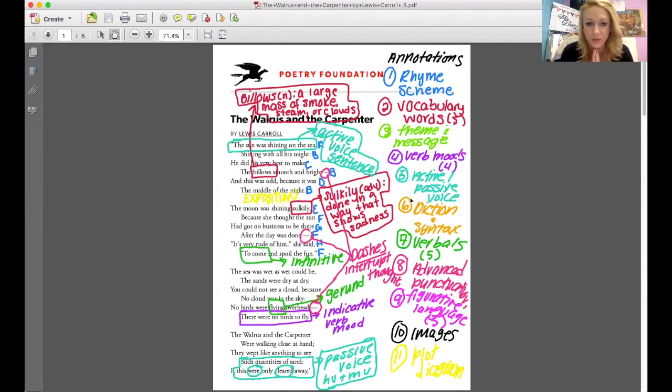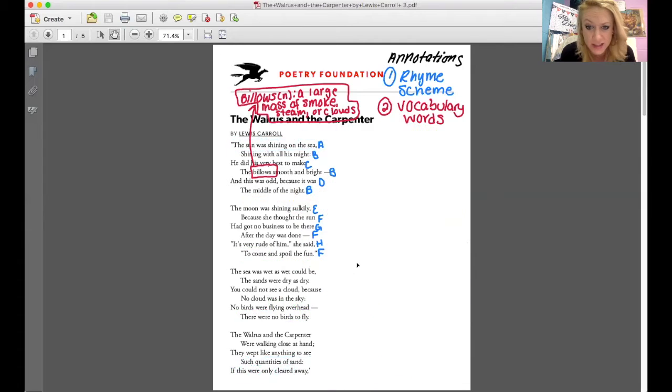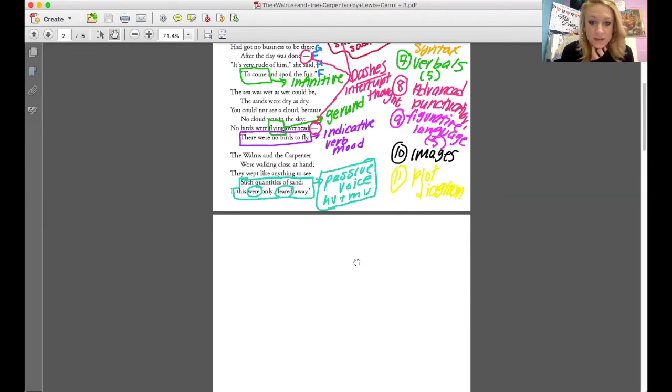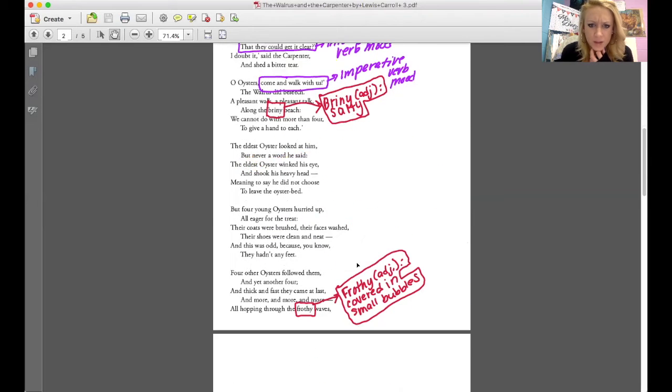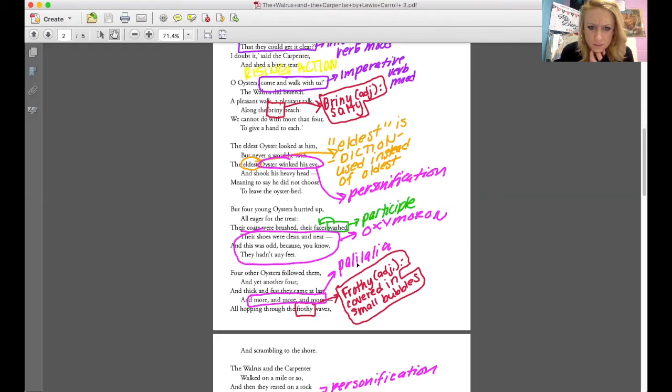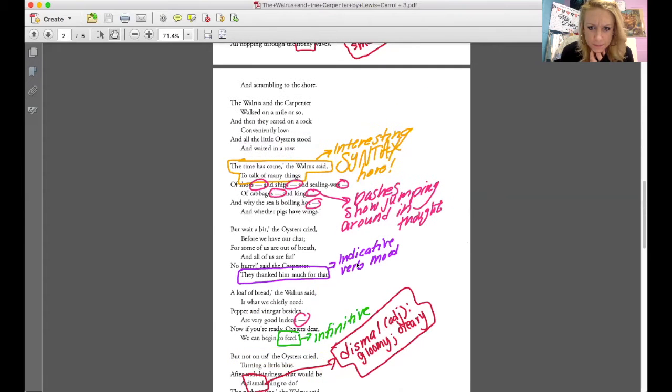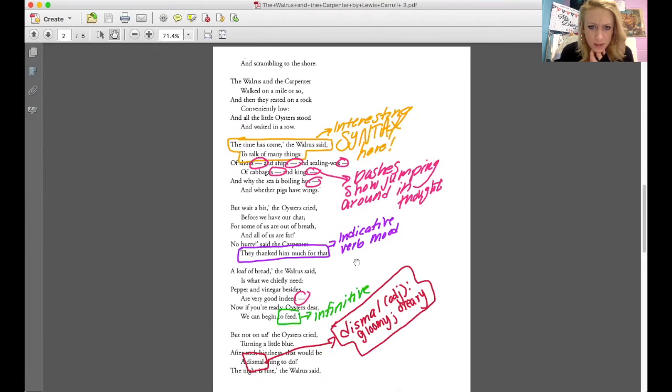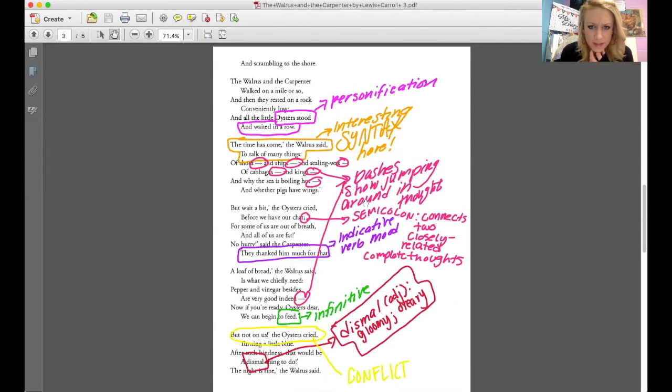Next up, advanced punctuation. So we strategically chose poems that have a lot of advanced punctuation in them. So you are finding the punctuation and then you're explaining what's happening there. So there's tons of dashes here. So I'm labeling dashes in The Walrus and the Carpenter. Let's see, what else we got? We've got a semicolon here.